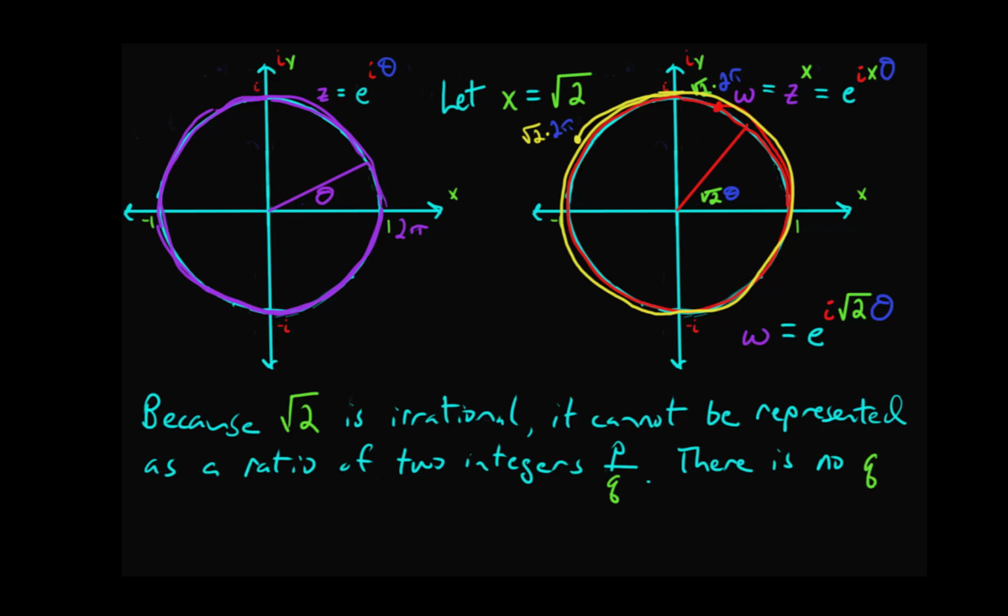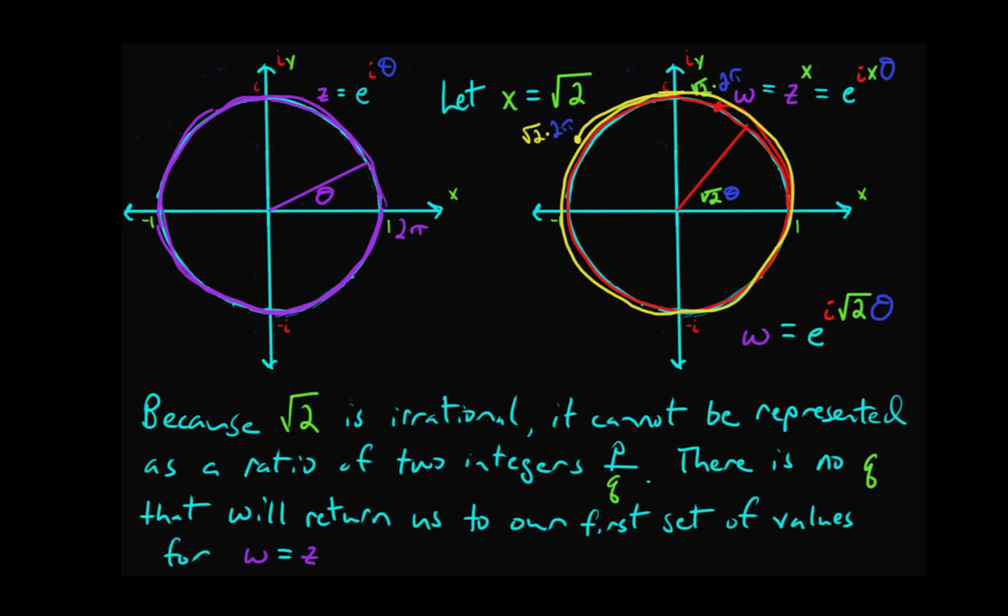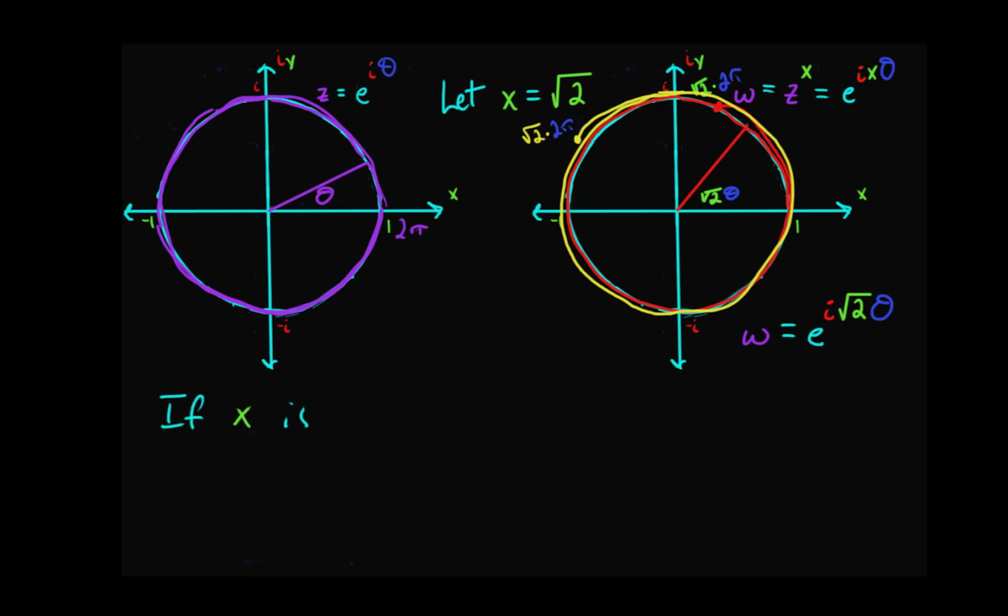So in other words, there's no way to evenly divide up this circle if our exponent is the square root of 2. There's no q that's going to return us to our original set of values for our function w equals z to the square root of 2. We're going to keep traveling around and always end up at a different point in the range of the function because radical 2 can't evenly divide the circle.